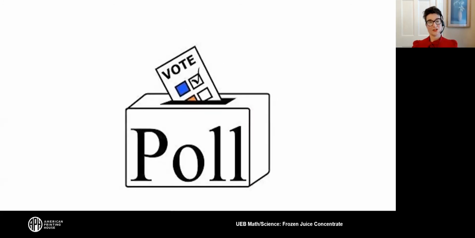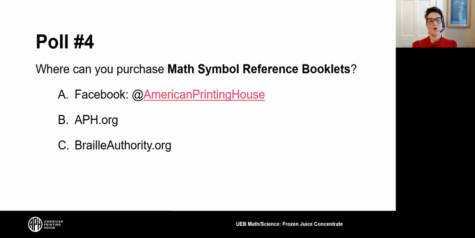All right, I have a question for you. Where can you, yes, you, purchase math symbol reference booklets? A, from Facebook at American Printing House? American Printing House is on Facebook. Or B, from APH compensatoryskills.org, or C, from brailleauthority.org. Where can you purchase math symbol reference booklets?